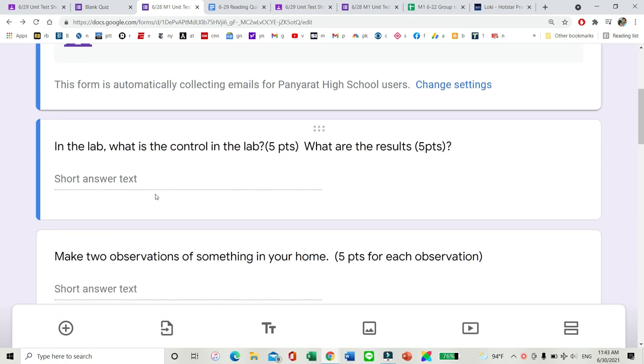Question number 1. The control in a lab is anything you use for comparison. In this lab specifically, it would be the egg lab, and we're talking about the egg in the water, and you would use it to compare to the Coke, the egg in the Coke. I wasn't clear on that, so I accepted any answer that just defined what control in the lab is. That means something that you don't do anything to and use for comparison.